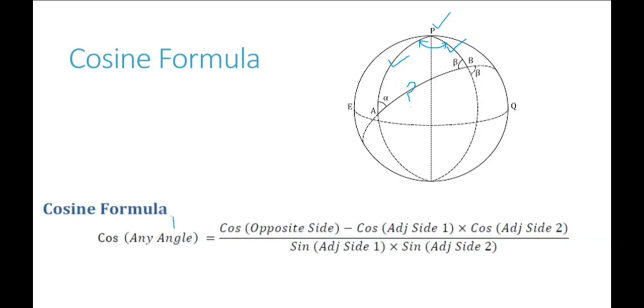If you apply it for angle P, it will become cos of P is equal to cos of opposite side. Opposite side will be AB in this case, minus cos of adjacent side 1, that's PA, into cos of adjacent side 2, that is PB, divided by sine of adjacent side 1, PA, and sine of adjacent side 2, PB.